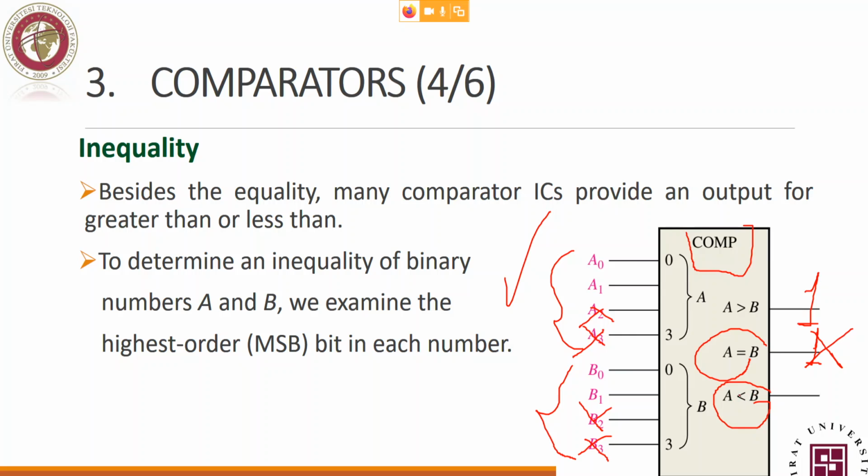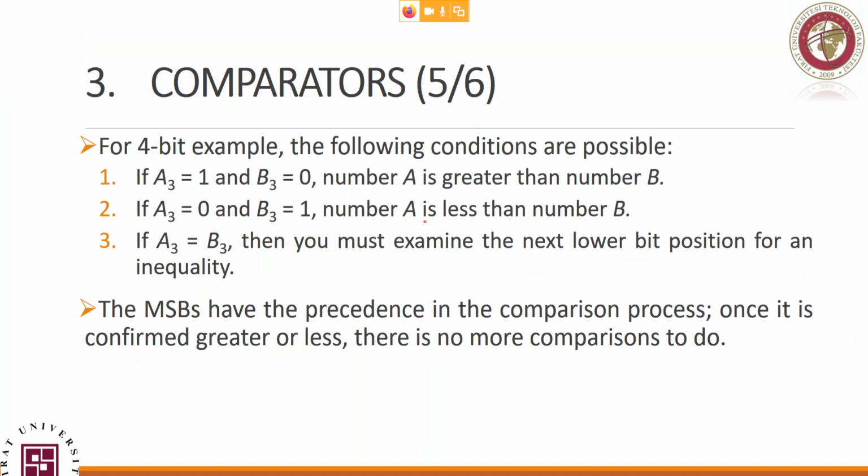If B is greater than A, then this one will be high. All right. Let's move a bit. We explained about this one. Let's say if you are just checking, as I said, it will compare A3 with B3. If A3 is 1, then it is directly the number A is greater than number B. If B3 is 1 and A3 is 0, then directly A is less than B. If they are equal, move to the next bit.